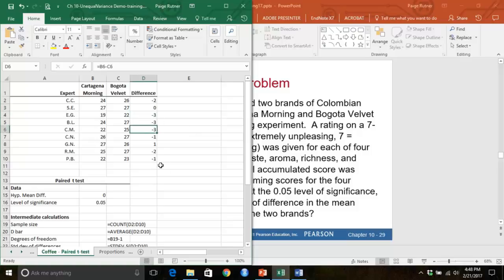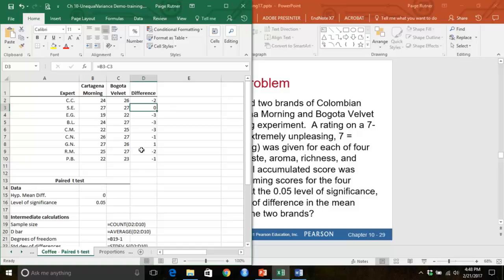You can see actually I've got a positive number, I've got a 0, and I've got a whole bunch of negative numbers here. So apparently people seem to like the Bogota Velvet maybe a little bit better than the Cartagena Morning, just kind of eyeballing our results. We'll have to do the test to see if that's actually a significantly different, or the statistically significant difference in the ratings.